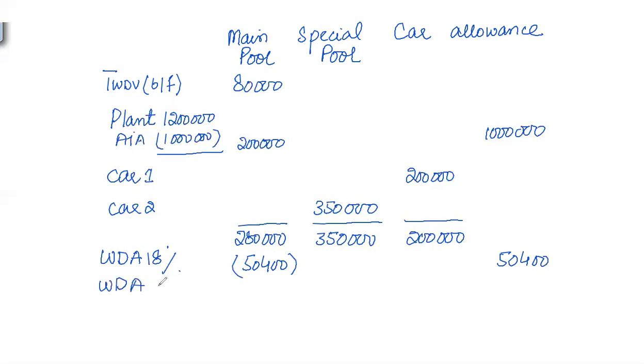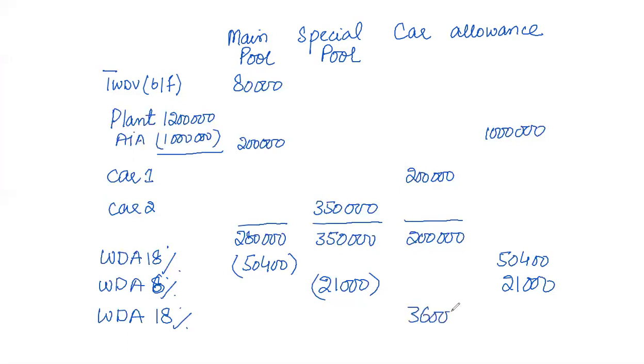And then on the special pool item, the WDA is 6%. So 350,000 into 6% is 21,000. And for the private use by the owner, as CO2 is 110 grams per kilometer, the WDA will be 18%. So 200,000 into 0.18, and we have 36,000. But as the business use is only 60%, the claim would be just 60%. So 36,000 into 60% is 21,600, to be transferred to the allowance column.